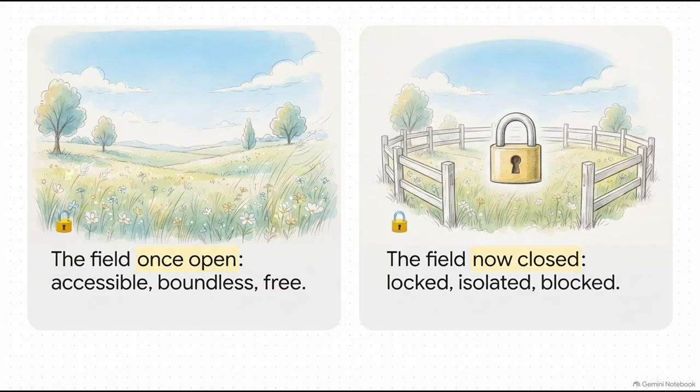So look at where we've ended up. We've arrived at this stark paradox. On one hand, you have the field once open, accessible, boundless, free. And on the other hand, the field now closed, locked, isolated, completely inaccessible. The relentless quest for security has literally resulted in total exclusion. The narrator wanted to protect this field so badly that they've made it entirely useless. It's this powerful visualization of how the very mechanisms we use to protect our valuable spaces can be the exact things that destroy our ability to actually enjoy them.